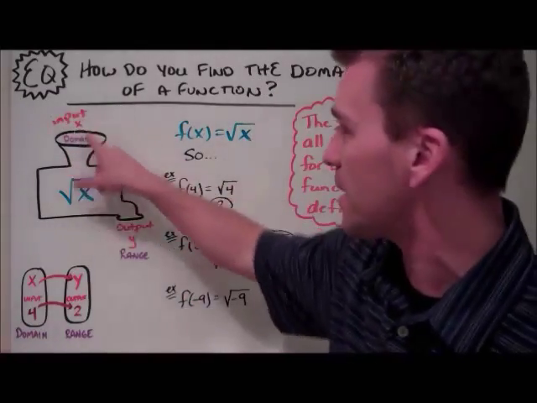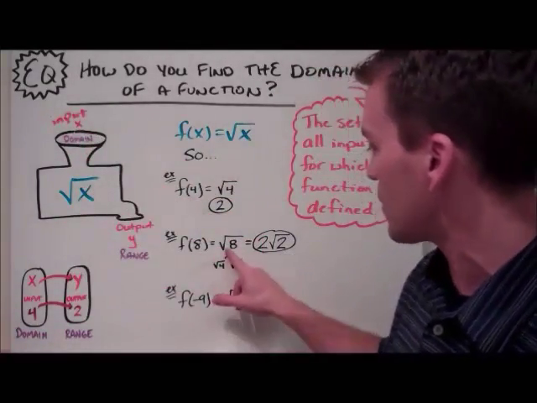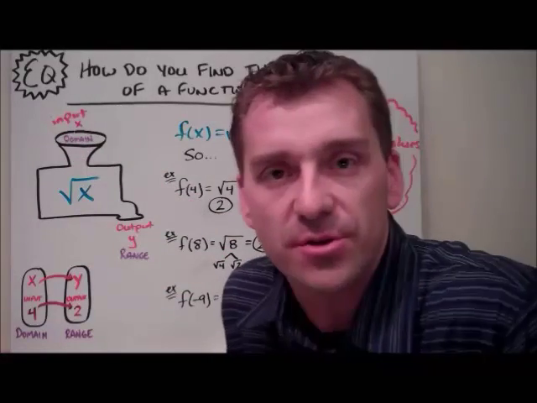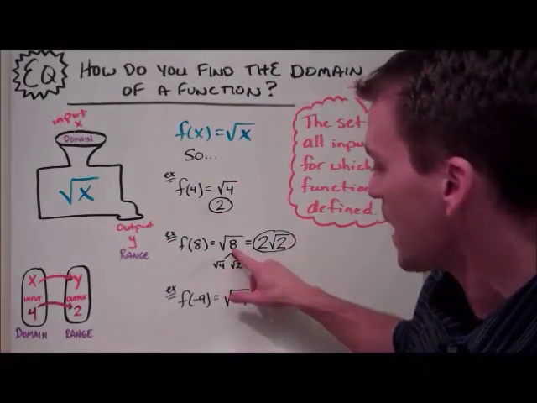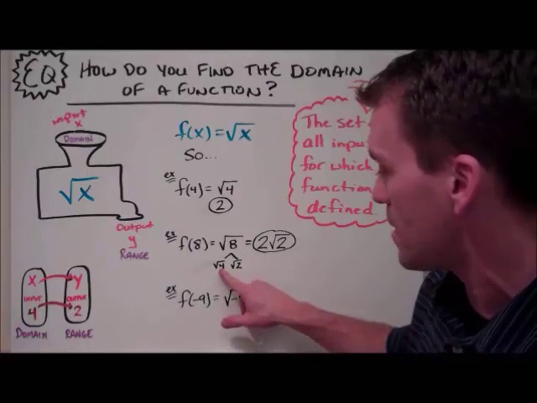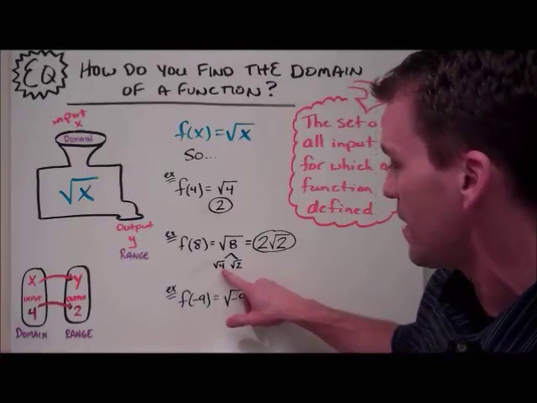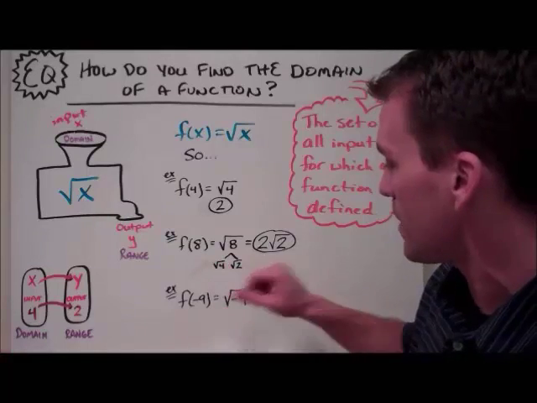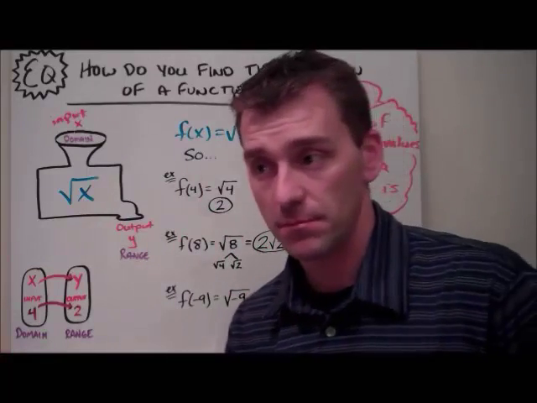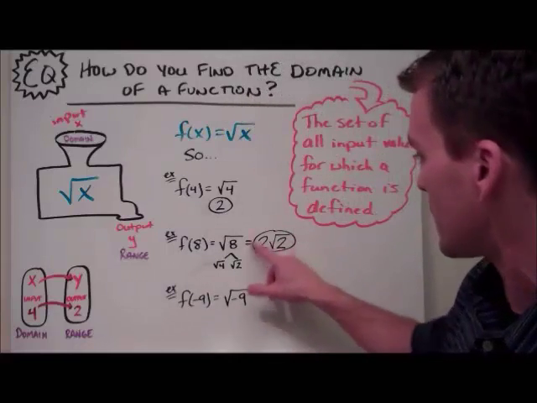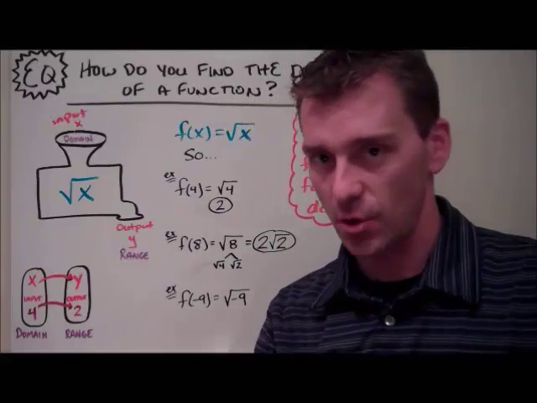Another example, how about f of 8? Well, if I put 8 in here, it's totally fine because the square root of 8 is certainly legit. You can punch it in your calculator and get a decimal, or you can reduce it by taking 8 and breaking it up into a perfect square and a non-perfect square. That 4, remember, square root of 4 goes to a 2, and then the square root of 2 is not perfect at all, so it just stays square root of 2, and that is your answer. So that's perfect. No problem.